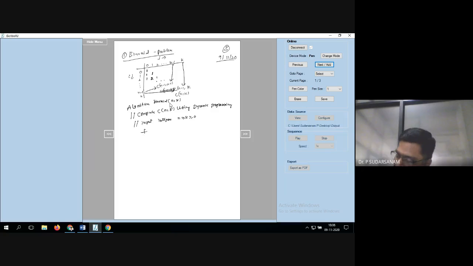Now write it: for I goes from, so you know this, I goes from where to where? 0 to... in the table you see it. The I values are up to where to where? Arjun.